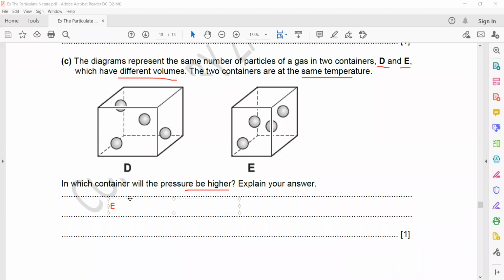And what is the reason? Because of the greater number of collisions with the wall of the container. Because it is a small space, when it is a small space, molecules will collide more times with the wall. It's a large space, so a molecule will take time to collide with the wall of the container. Is it clear? Discussion?